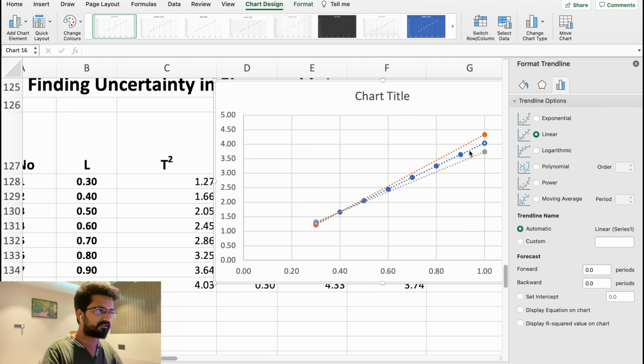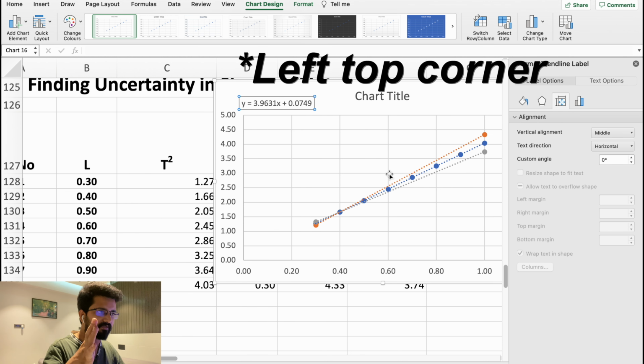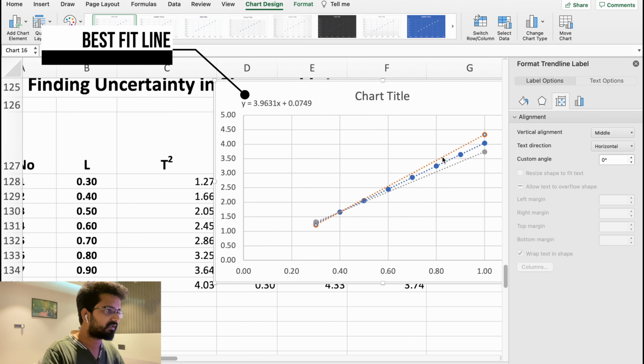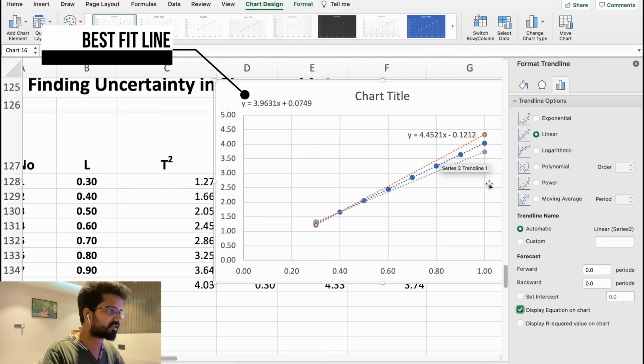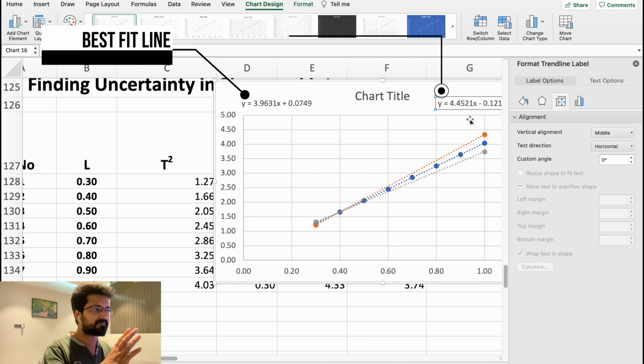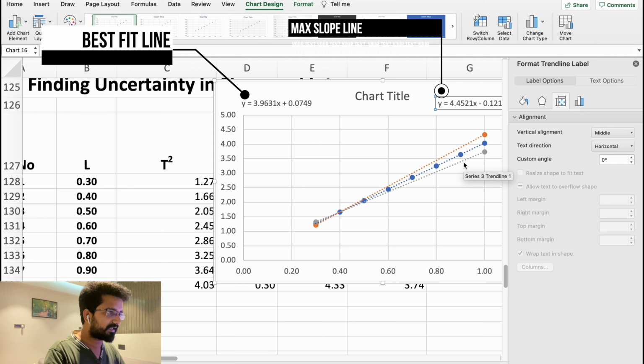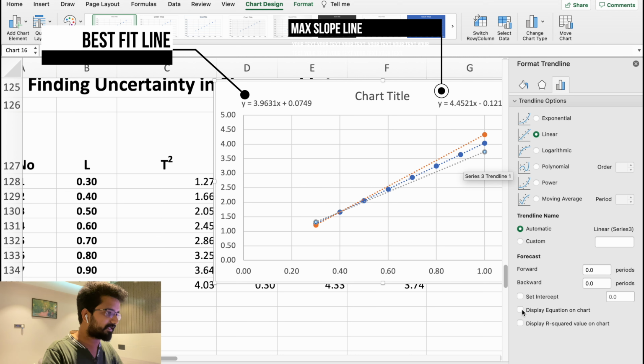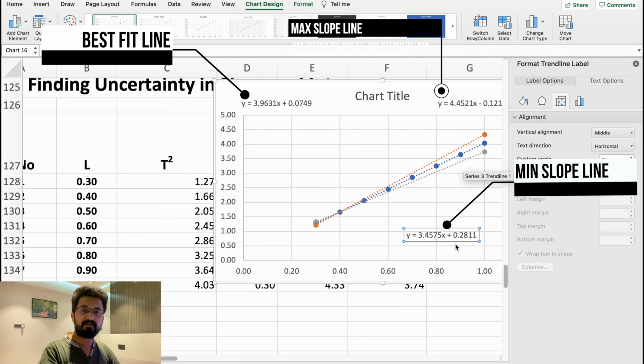So let's start with the line of best fit. Click on display equation on the chart. So the right top corner is the line of best fit equation. Next, display equation on the chart. The right corner is my max slope line. Next, double click the gray line, display equation on the chart. The bottom one is the line equation for my minimum slope line.